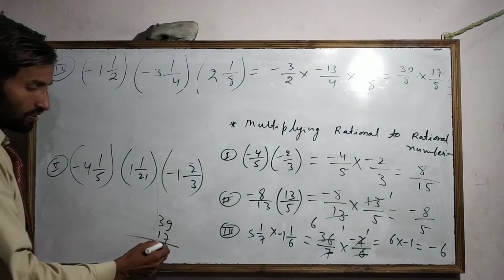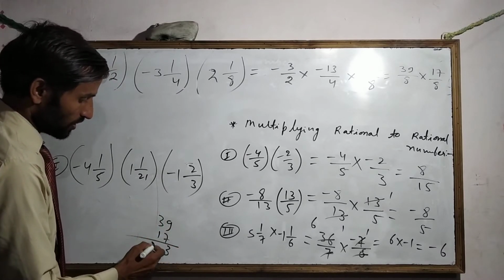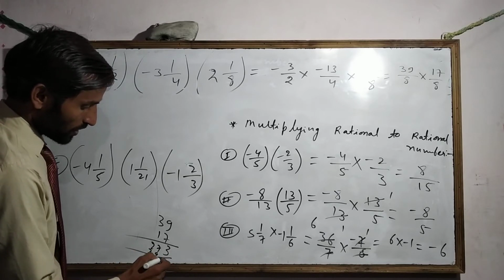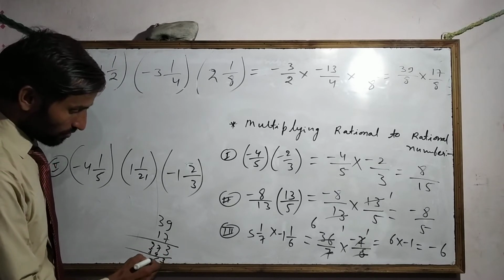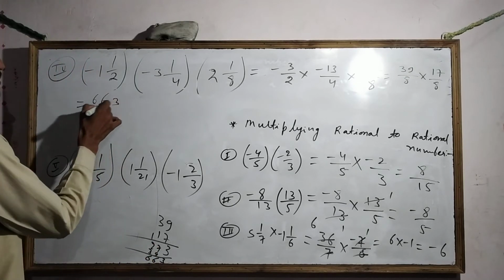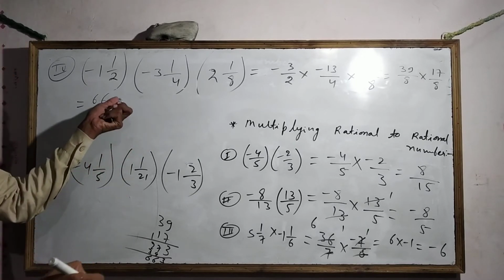So 9 7 is 63. Carry 6. 21 plus 6 is 27. Next 9, and this one is 3. Then it will come 3. 9 plus 7 is 16. Carry 1, and this one is 6. So it will come 663 upon 8 8 is 64. Okay. So this one is the answer.